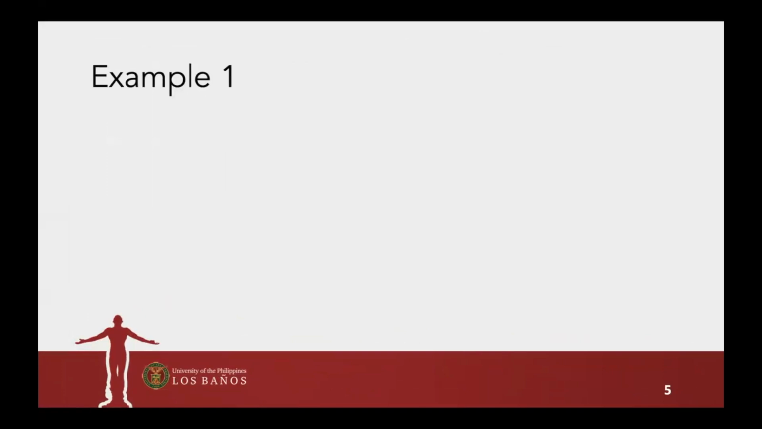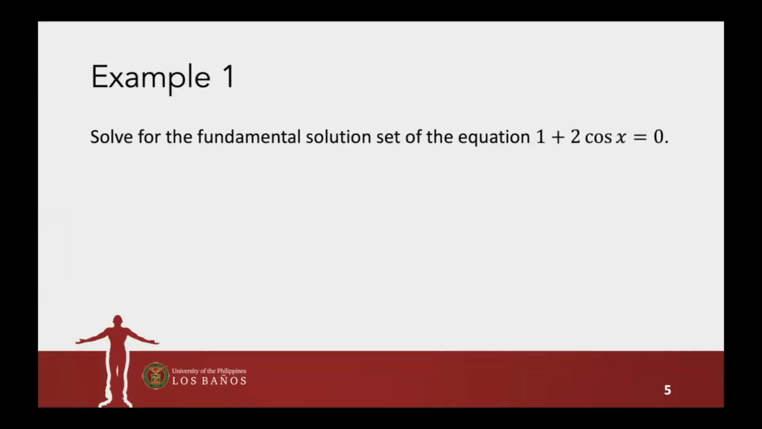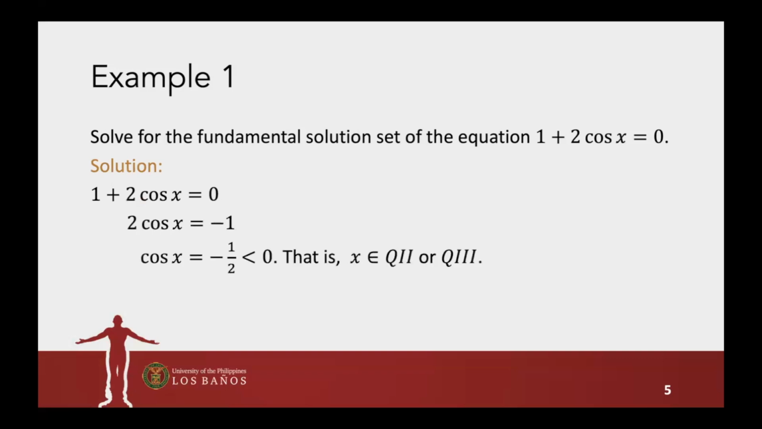Let's look at this first example. Solve for the fundamental solution set of the equation 1 plus 2 cosine x equals 0. Looking at our equation, we just have a single trigonometric function involved, which is cosine x. So what we need to do is to isolate cosine x first. We can do that by adding -1 on both sides of the equation and then multiplying both sides by 1/2. And we see here that we end up with cosine x equals -1/2.